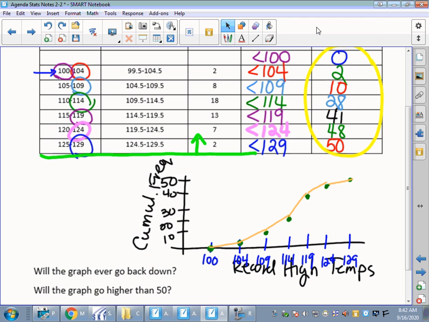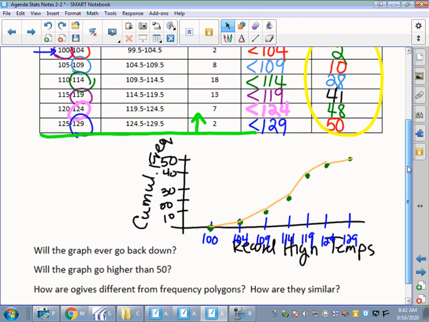Notice how it's always an increasing slope, or it could stay the same. Could your slope ever go back down? Hopefully you know that's a no, because we don't subtract, we keep adding on our next value. In this case, the graph can never go higher than 50, right? Because that's our sample size, so we can't get any larger than that.